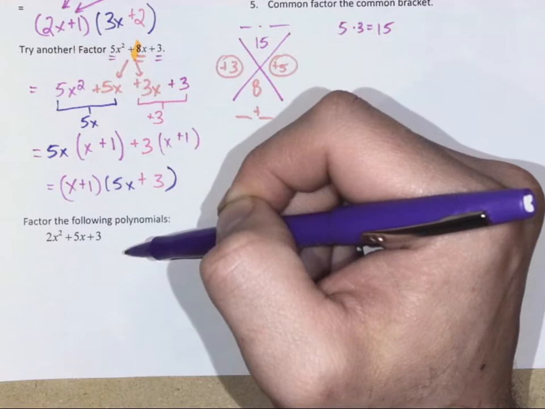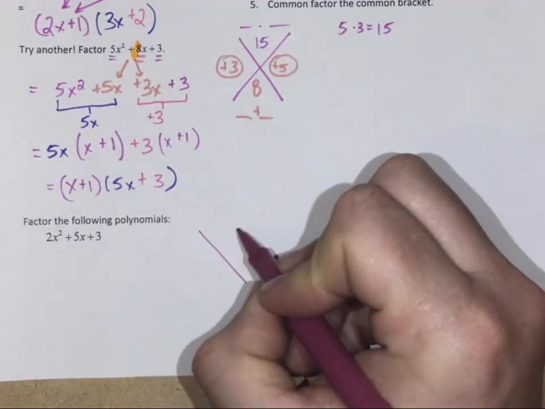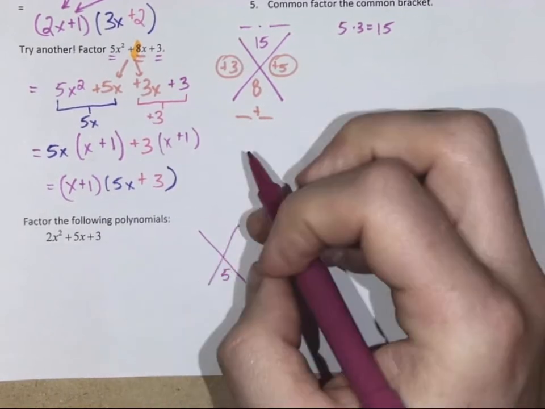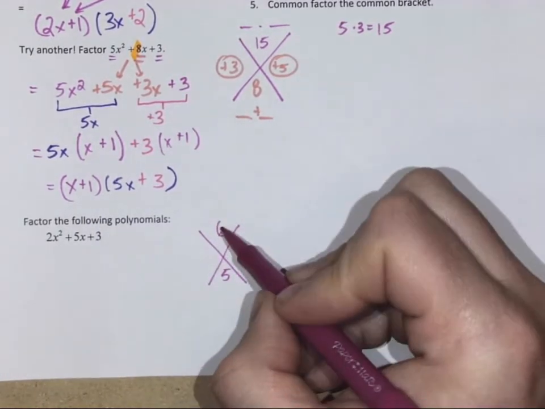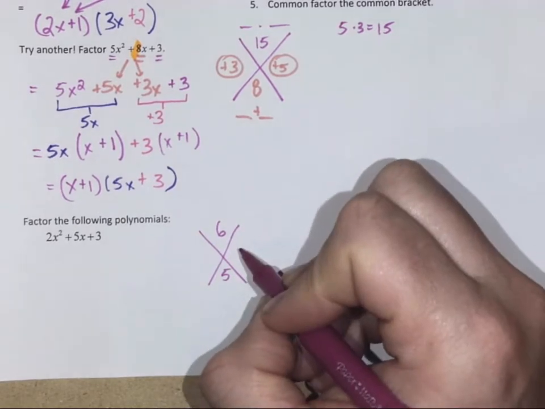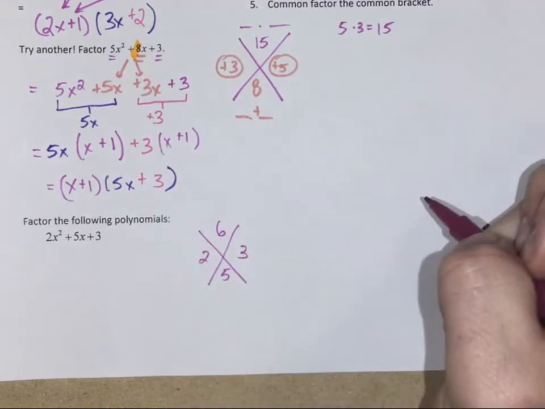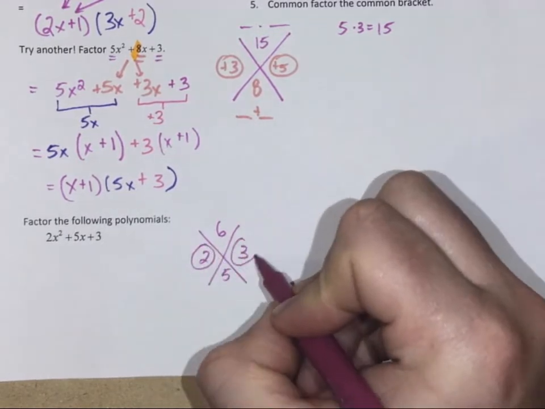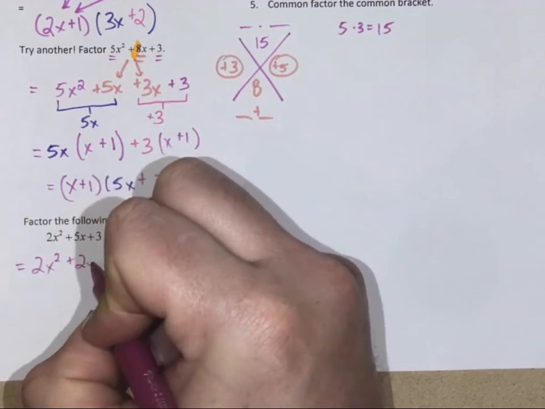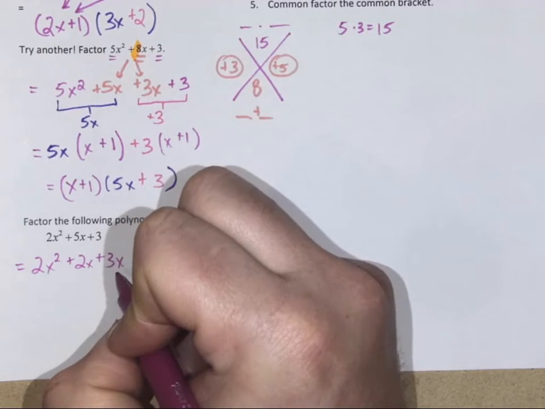If I do one more, not color coordinated for your benefit, two numbers that add to 5, multiply 2 times 3 is 6, multiply to 6, add to 5, it's 2 and 3. So 5x breaks down into 2x and 3x.